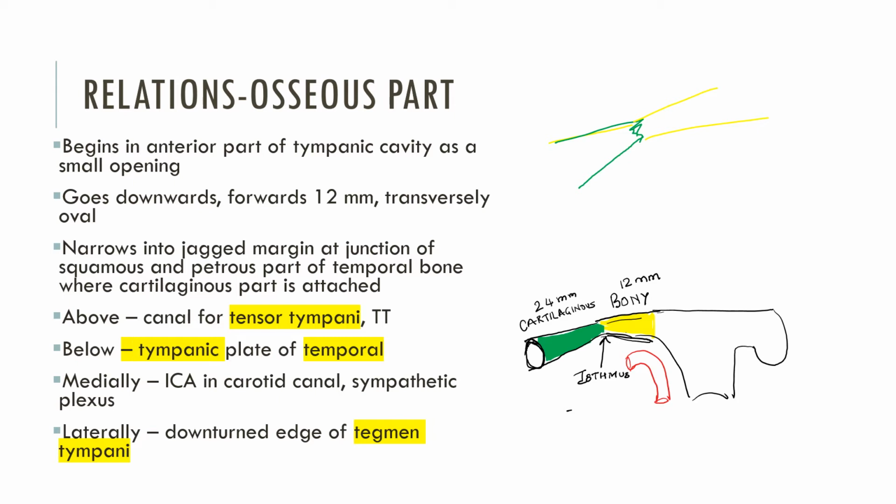So above it is related to the canal for tensor tympani, below tympanic plate of temporal bone. So all T's to remember. Medially internal carotid artery in the canal, it is seen here, and laterally is the downturned edge of the tegmen tympani. So above tensor tympani, below tympanic plate, medially internal carotid artery, and laterally tegmen tympani.